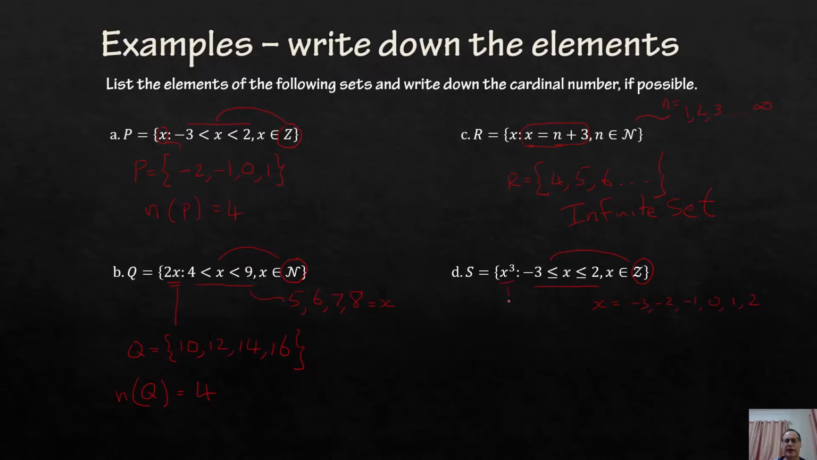But we are asked to write down the value x cubed. So we write down each of these numbers cubed. So -3 cubed is -27, -2 cubed is -8, -1 cubed is -1, 0 cubed is 0, 1 cubed is 1, 2 cubed is 8.